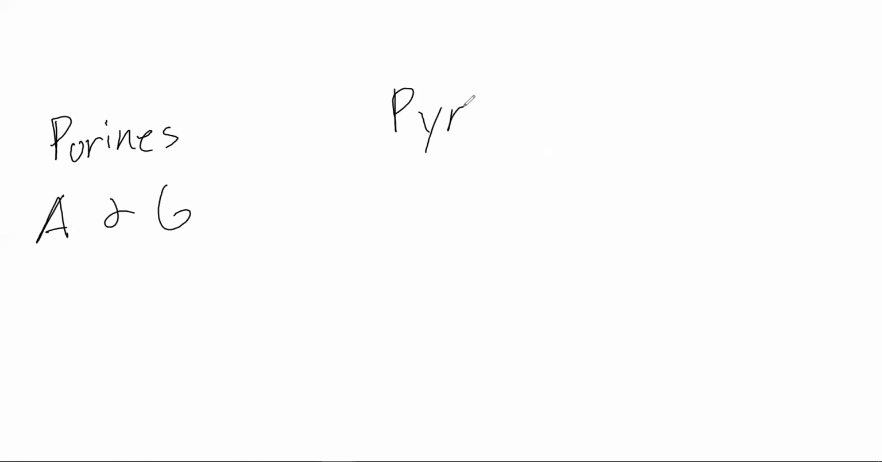Good. So now let's get into the structure of DNA. DNA, as we know, is composed of four bases: A, T, G, C. Your purines are A and G, and your pyrimidines are T and C. Remember, this is important.